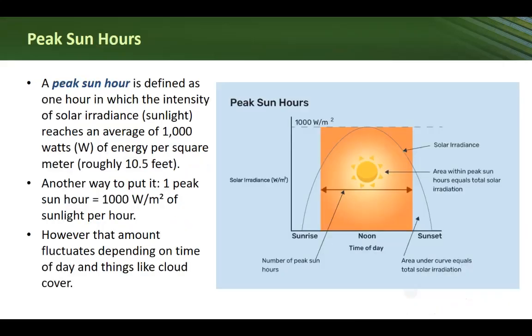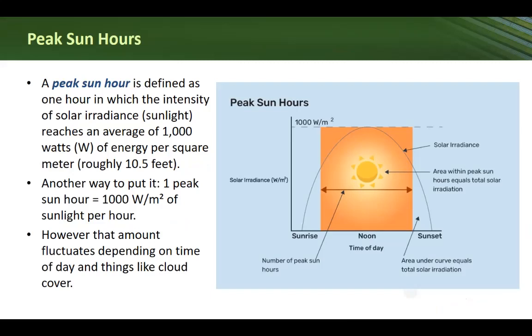So a peak sun hour is defined as 1 hour in which the intensity of solar radiation or sunlight reaches an average of 1,000 watts of energy per square meter, which is roughly about 10.5 feet. Another way to put it, one peak sun hour is equal to 1,000 watts per square meter of sunlight per hour. However, that amount fluctuates depending on the time of day and things like cloud cover.